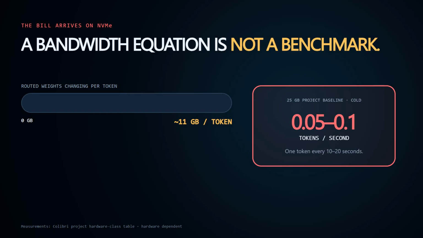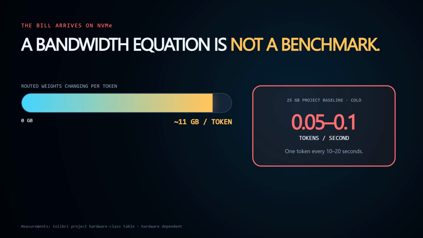And now the bill arrives. Colibri estimates that about 11 GB of routed weights change from token to token. On a cold path, storage must serve a large share of that data. If the useful read rate is 5 GB per second, 11 divided by 5 is already more than 2 seconds of transfer before the rest of the work. Real access is fragmented across layers, compute still takes time, cache hits vary, and operating system behavior matters. That is why a clean bandwidth division does not equal final token speed.